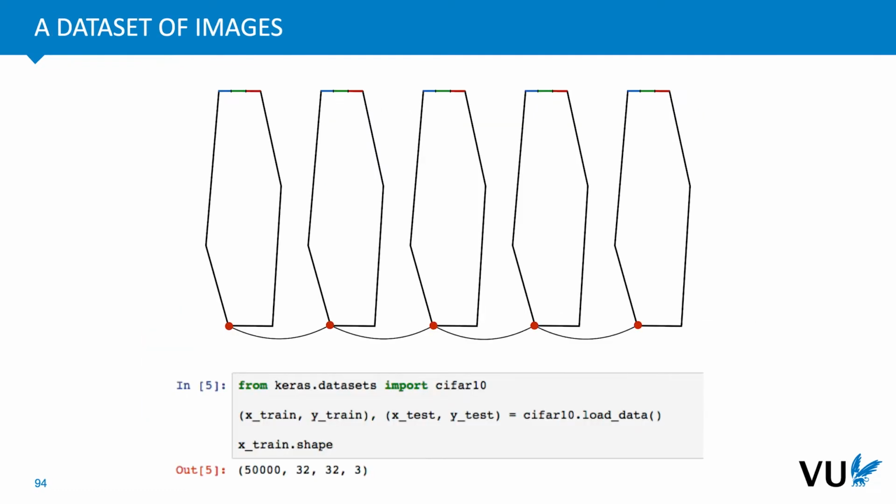If we have a data set of images, we can represent this as a 4 tensor, with dimensions indexing the instances, their width, their height, and their color channels respectively. At the bottom of this slide, we see a code snippet showing that when you load the CIFAR10 image data in Keras, you do indeed get a 4 tensor exactly like this.